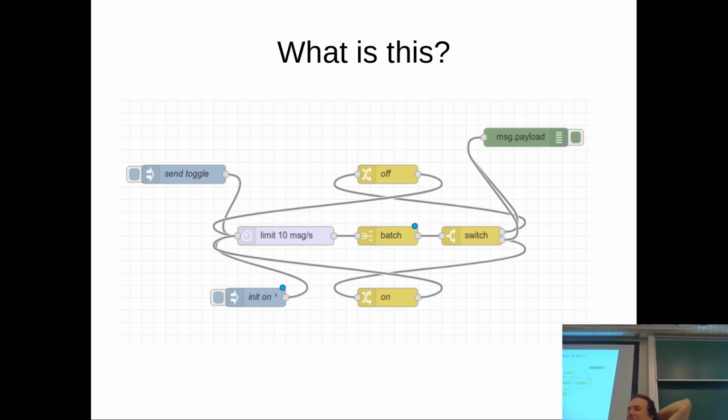This is the same thing we just did in JavaScript, without JavaScript. This is a toggle. I wanted to make the point that you can do a toggle in Node-RED without using any JavaScript. It's definitely more elegant, but whether it's more efficient, I don't know. What happens here is that it sends on or off, or the toggle command.